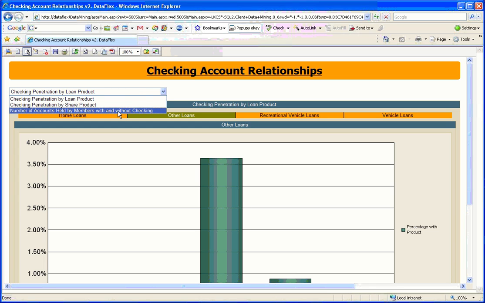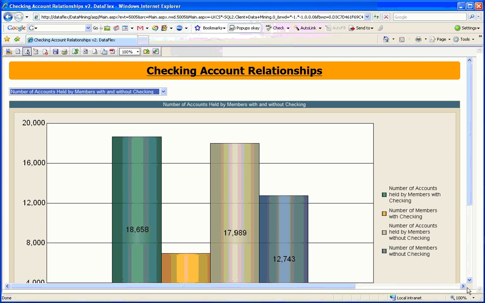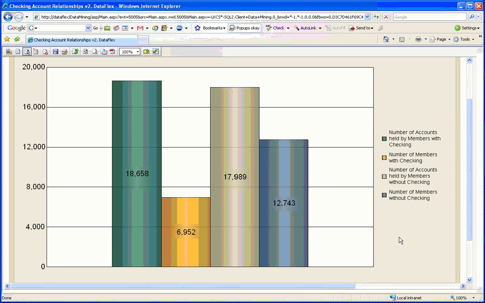We can also look at the overall number of accounts held by members with and without checking. And not surprisingly, you'll find that your members with checking accounts, in this case, have more accounts than the members without checking accounts. So in this case, there are 6,952 members with checking accounts. And these 7,000 members actually hold 18,658 accounts. Take a look at the difference in that there's 12,743 members without checking accounts, and those people only account for 17,989 accounts. Nearly twice as many members and almost the same number of accounts.